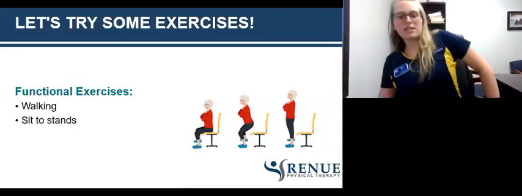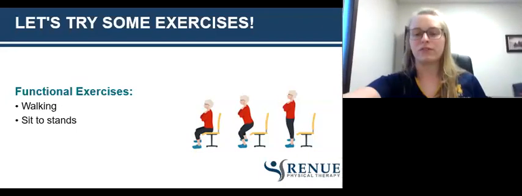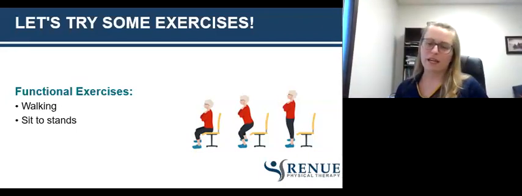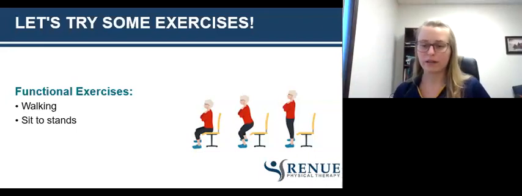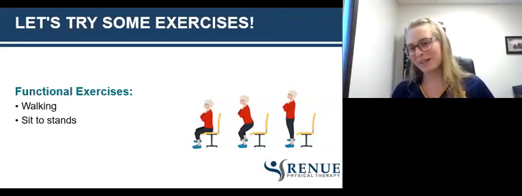So these are all just a snapshot of the balance, strengthening, and flexibility exercises that can be performed, and your physical therapist will pick exercises that are customized to you. As I stated earlier, all of these exercises are just to give you an idea of things that you can work on. But if any of them cause pain or you're not comfortable performing them, please don't, as I do not want anybody to fall.